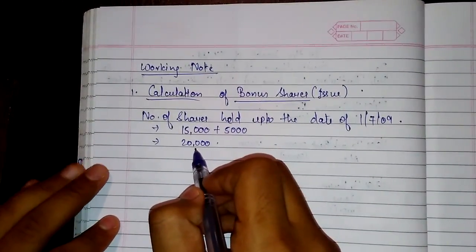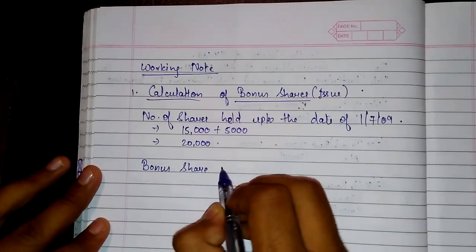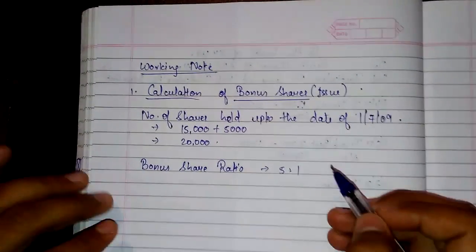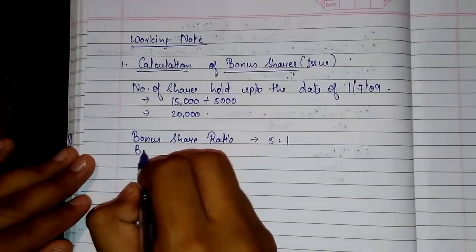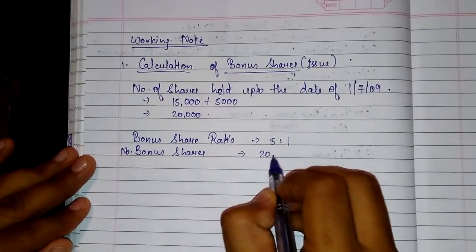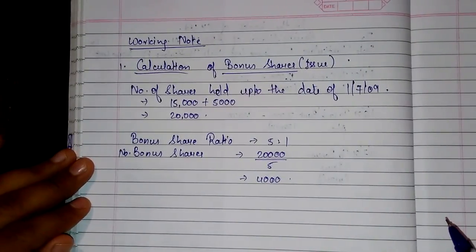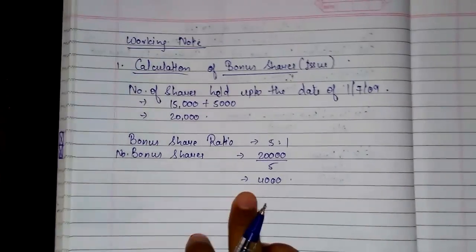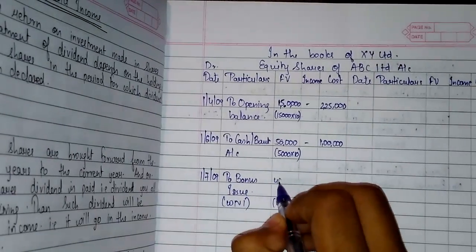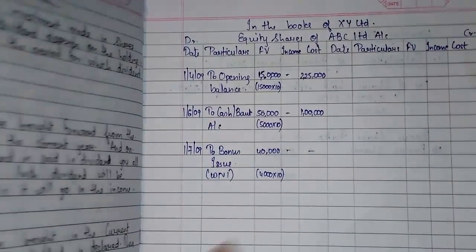So on this number we will be getting bonus. The bonus share ratio is 5:1. For every 5 shares we are going to receive 1 bonus share. That means the bonus shares will be 20,000 divided by 5, which is equal to 4,000. 4,000 bonus shares will be issued by ABC Limited to XY Limited. So simply put 4,000, that means 4,000 into 10, which is equal to 40,000 face value, and in the cost column 0, and in the income column also 0, that is dash. So we have received bonus.